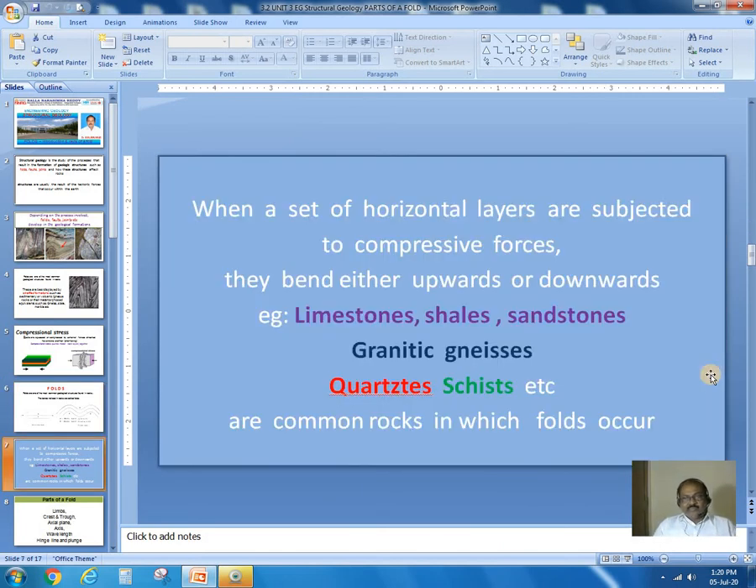When a set of horizontal layers, maybe 3 or 4 or 5 or any number of horizontal layers, are subjected to compressive forces, bends develop. The bends may be either upwards or downwards. The horizontal layers may be limestones, shales, sandstones, gneisses, quartzites, schists, or other geological layers. Here we can find the folds, that means upward bends or downward bends.